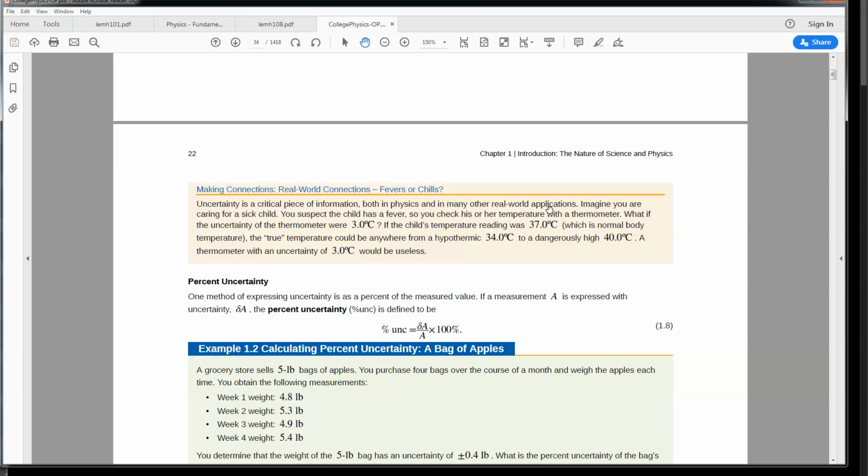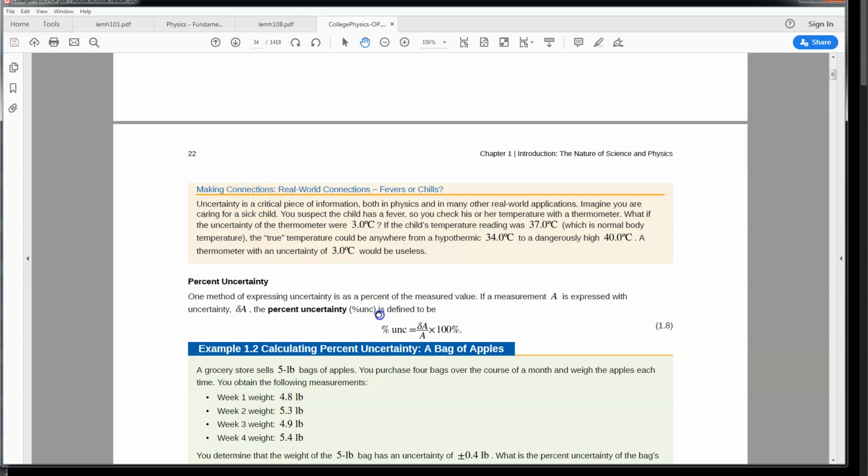Meaning that you just simply don't know with certainty what the number is. What you know is that the number could be anything between 34 degrees Celsius and 40 degrees Celsius. That you would know, but more than that you just don't know.